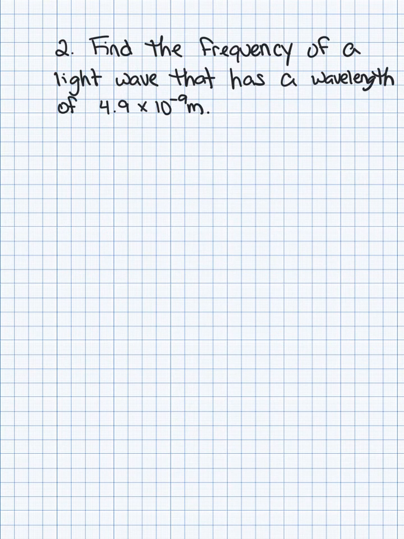For our next problem, we're going to find the frequency of a light wave that has a wavelength of 4.9 times 10 to the negative 9th meters. So I'm setting up. My wavelength is 4.9 times 10 to the negative 9th meters, and I'm looking for the frequency. Recall that this is a light wave, so it travels at the speed of light, which is 3 times 10 to the 8th meters per second.